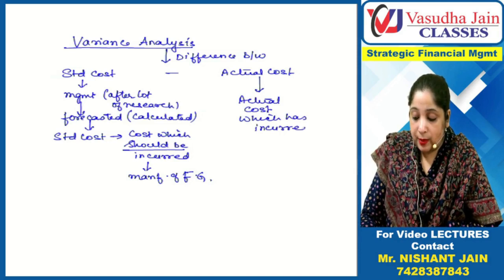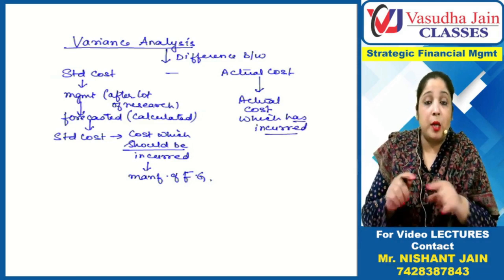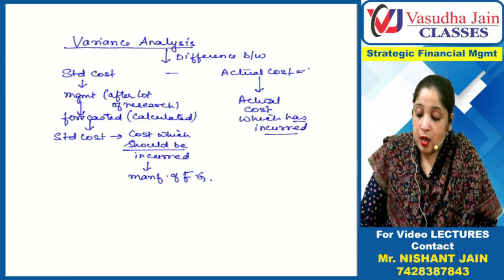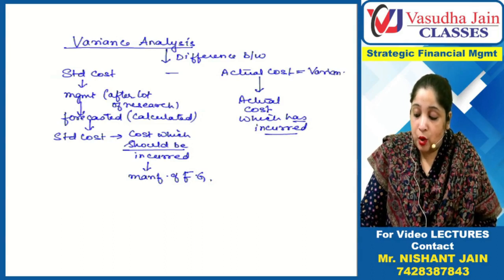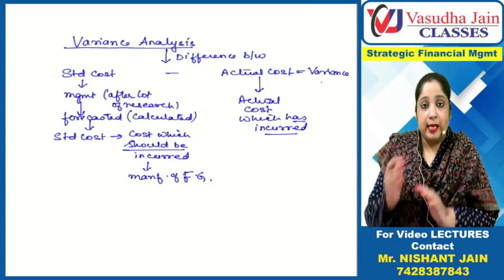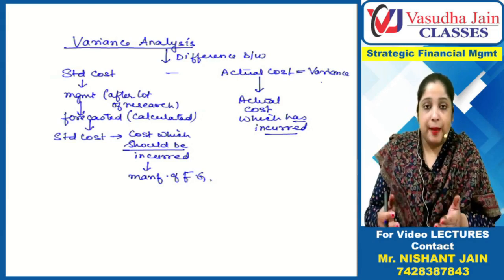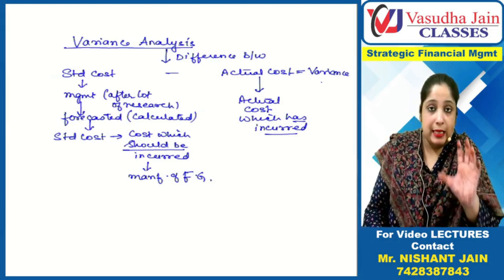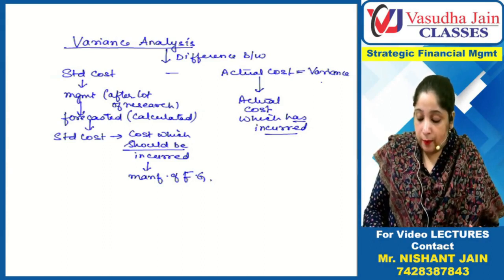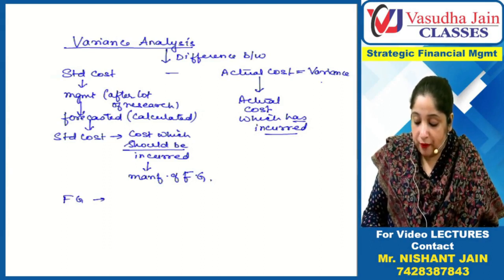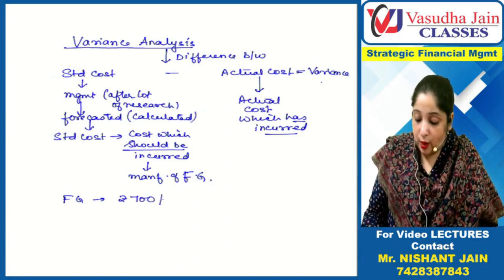So it is a possibility that these two costs do not match, and then there is a concept called variance which originates. So variance is a difference between standard cost and actual cost. For example, if a management tells the foreman that the finished goods should be manufactured in 700 rupees, so 700 rupees should be the standard cost.